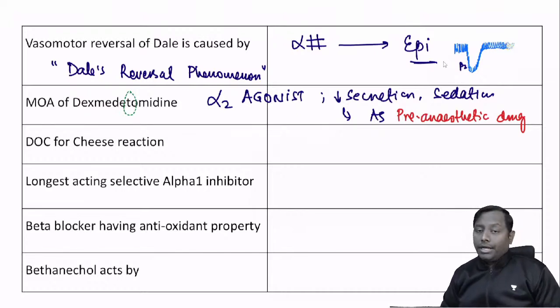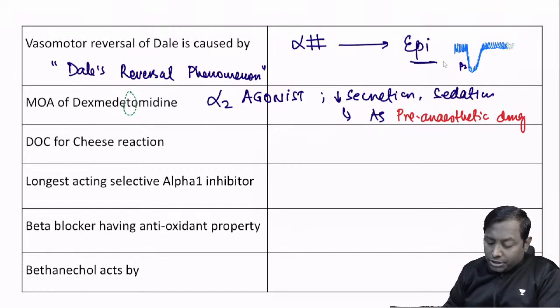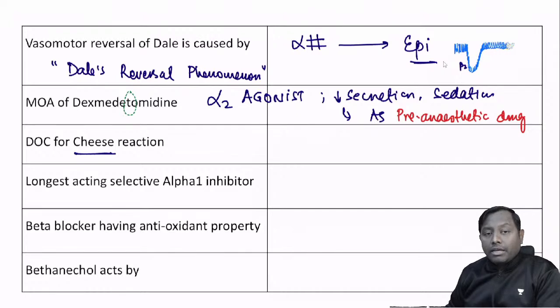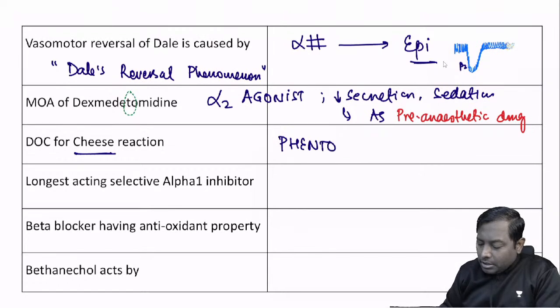Antagonists we are not using clinically. Yohimbine is a drug from the alpha 2 antagonist. What is the drug of choice for cheese reaction? The drug of choice for cheese reaction will be phentolamine. How will you elicit cheese reaction, guys?